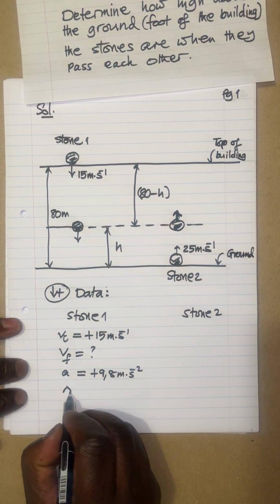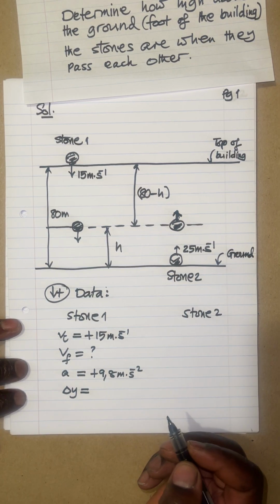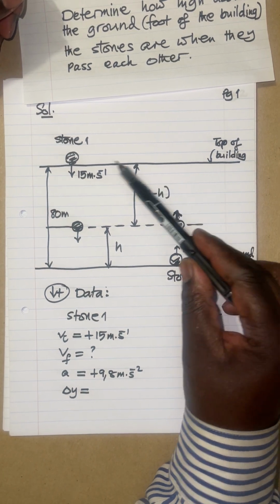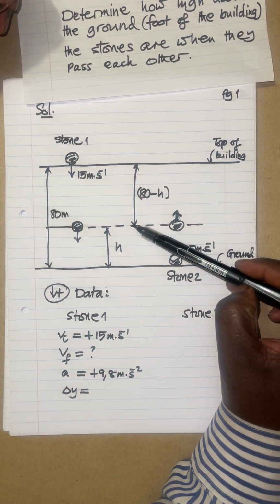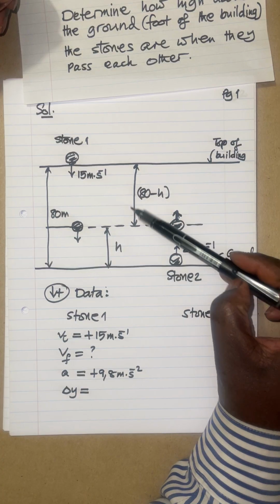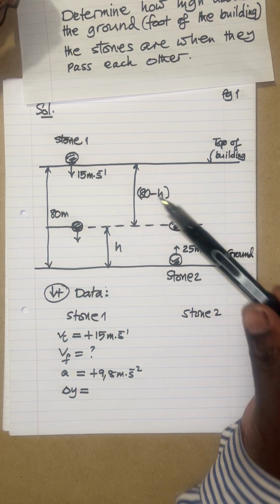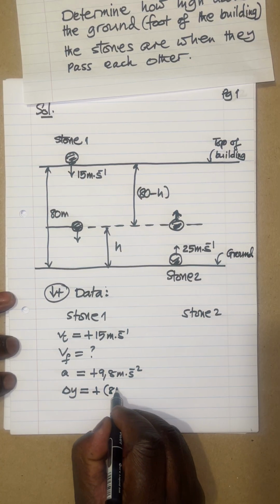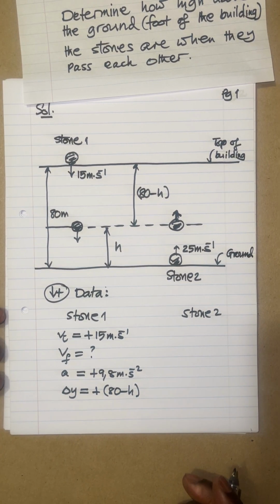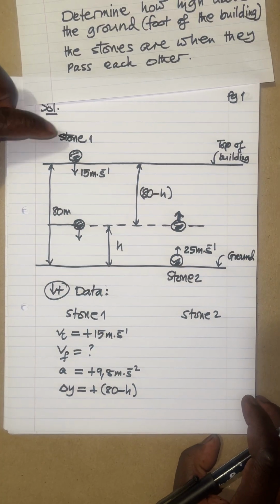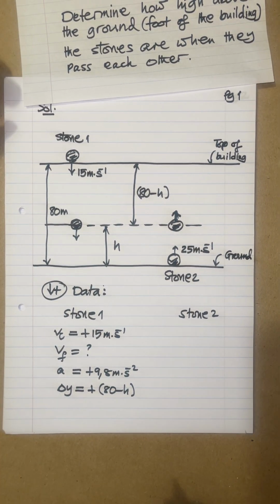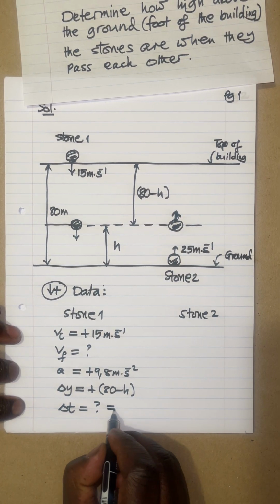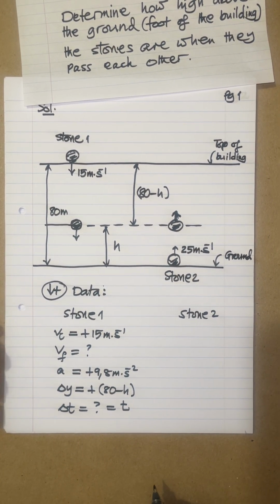Do we know displacement? Now, this is critical. You need to pay attention here. How do we cover this? How does stone 1 cover this distance? Does it cover this distance going up or going down? It covers it going down, and therefore this one here will carry a positive sign. 80 minus h. This distance is covered while going down, and we took down as positive for stone 1. Remember there. What about time? Delta t. Do we know it? No. Let's just say that it's small letter t. We're done with stone 1.